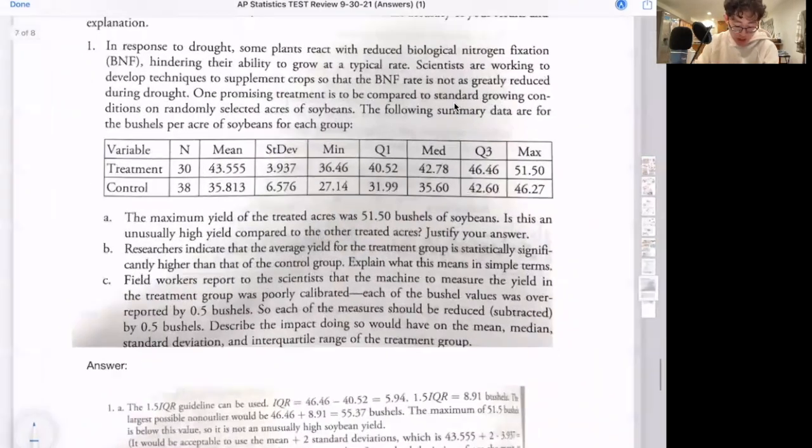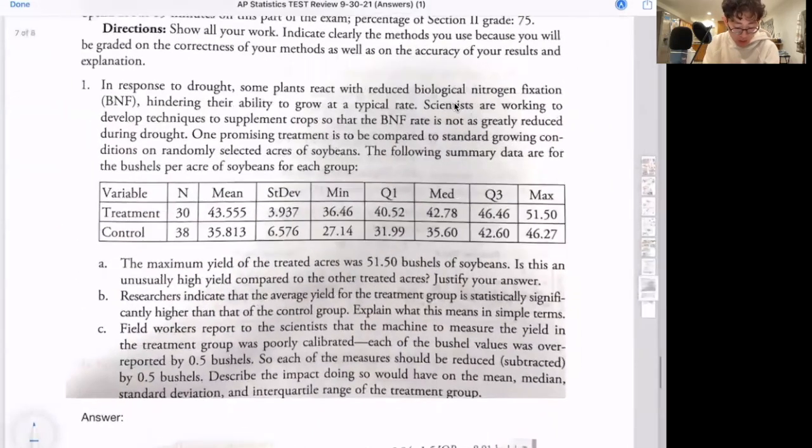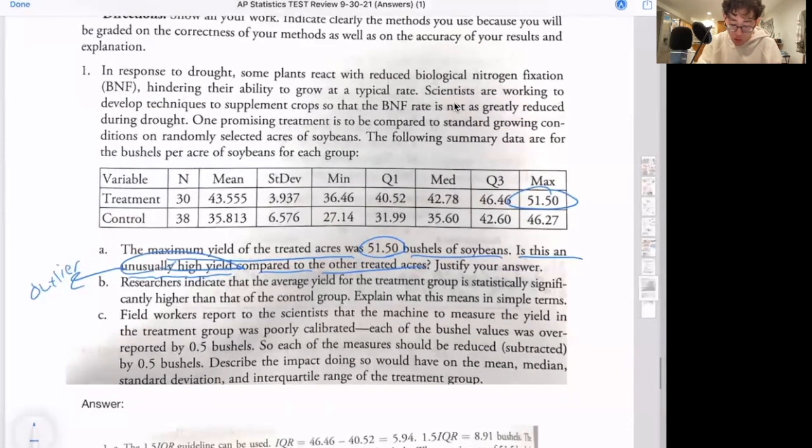All right. So another open-ended question. So here's the answer key for that. So the maximum yield for the treated acres was 51.5 bushels of soybeans. Okay. So we have this. Is this an unusually high yield compared to the other treated acres? What they're basically asking is, is this an outlier from the norm? That's what they're asking. Again, quarter 1, quarter 3, we're going to say the same thing.